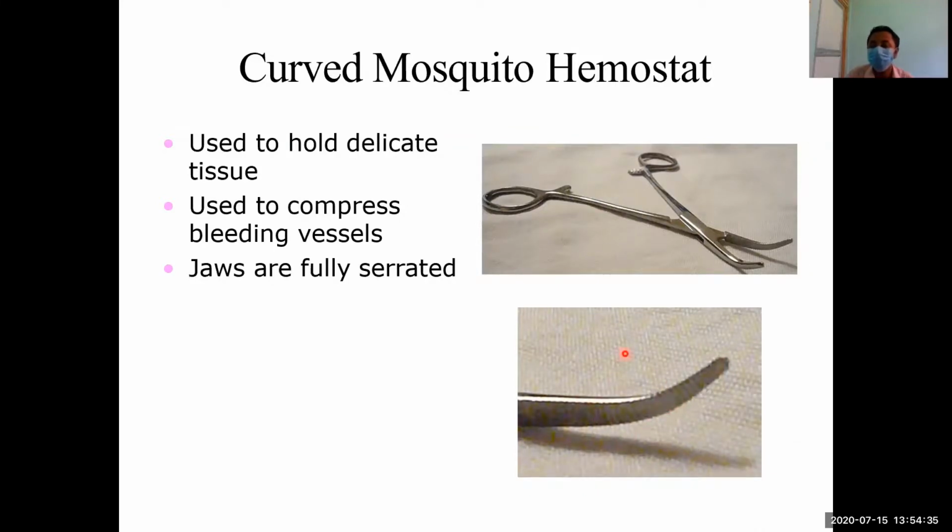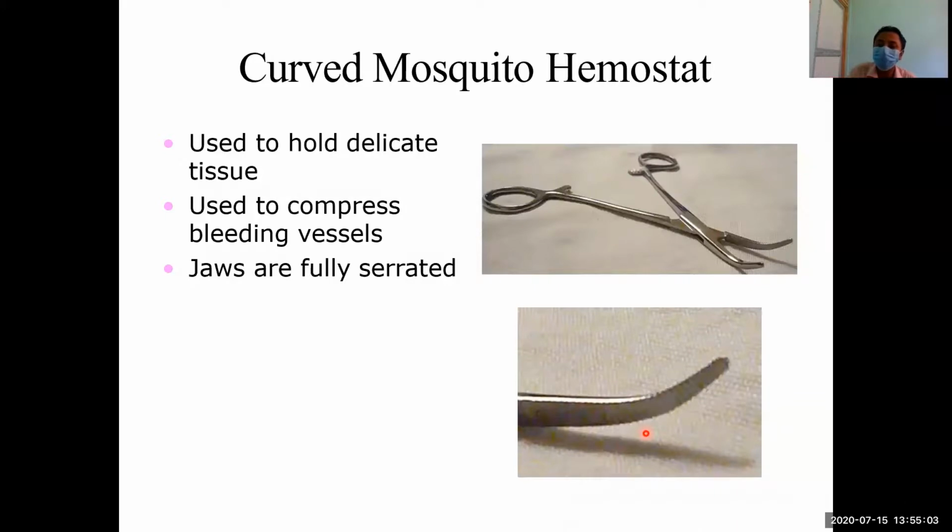In the case of Spencer Wells hemostatic forceps, these transverse serrations will be present all along the blade. But in the case of Kelly's, they will be present only on the distal part. That is, on the proximal part of the blade, the transverse serrations will not be there. They will be present only on the distal part of the blade. So the basic difference between a Spencer Wells and Kelly's is this, right?